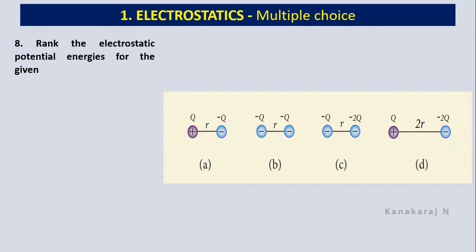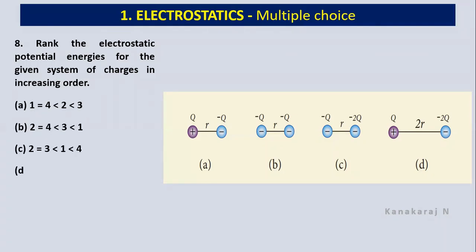Rank the electrostatic potential energy for the given system of charges in increasing order. There are four options here: option A, option B, option C, and option D. So let us know what is the basic formula behind it. The potential energy epsilon equals K times Q prime by R. This is the simple formula for the potential energy of a system of two charges.